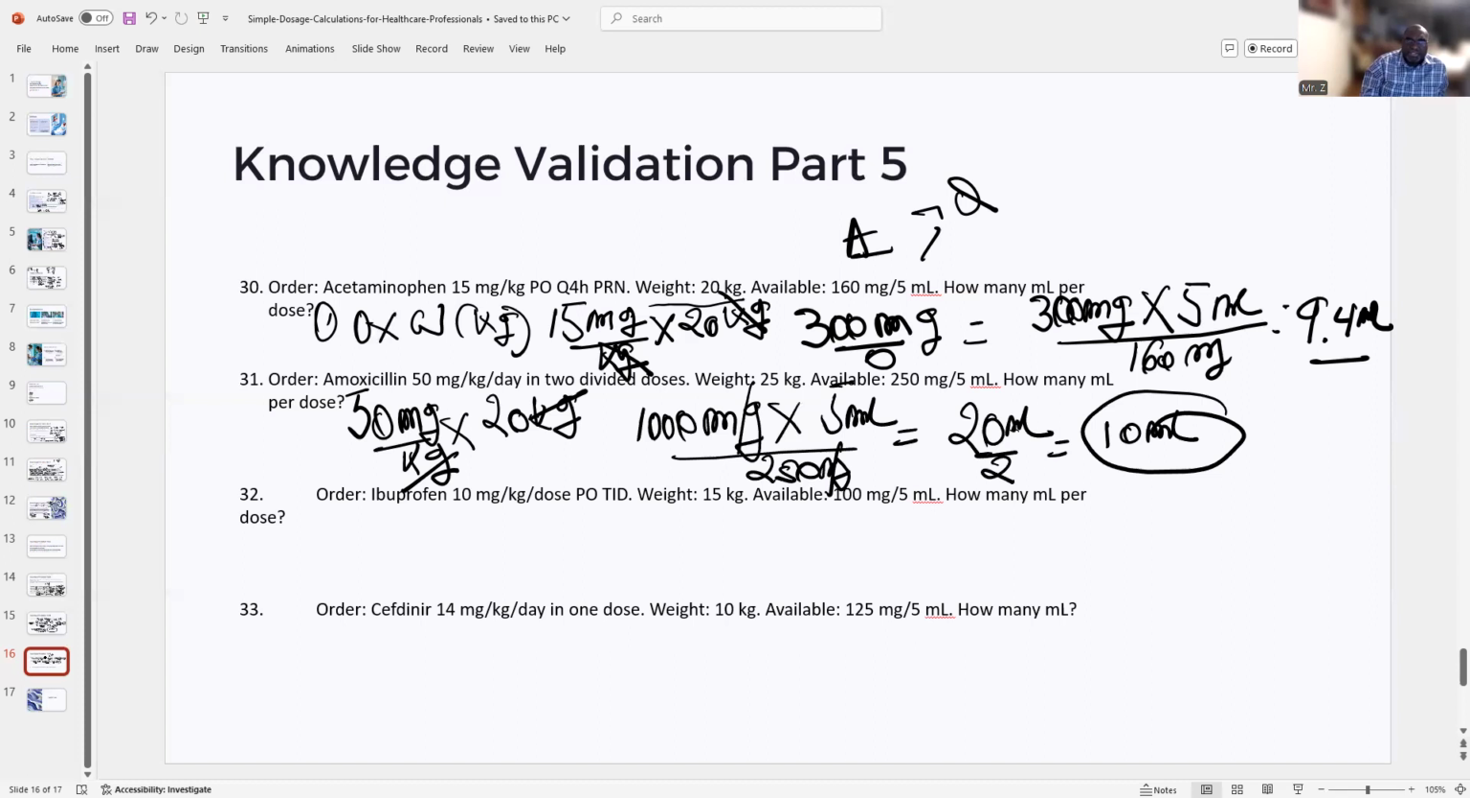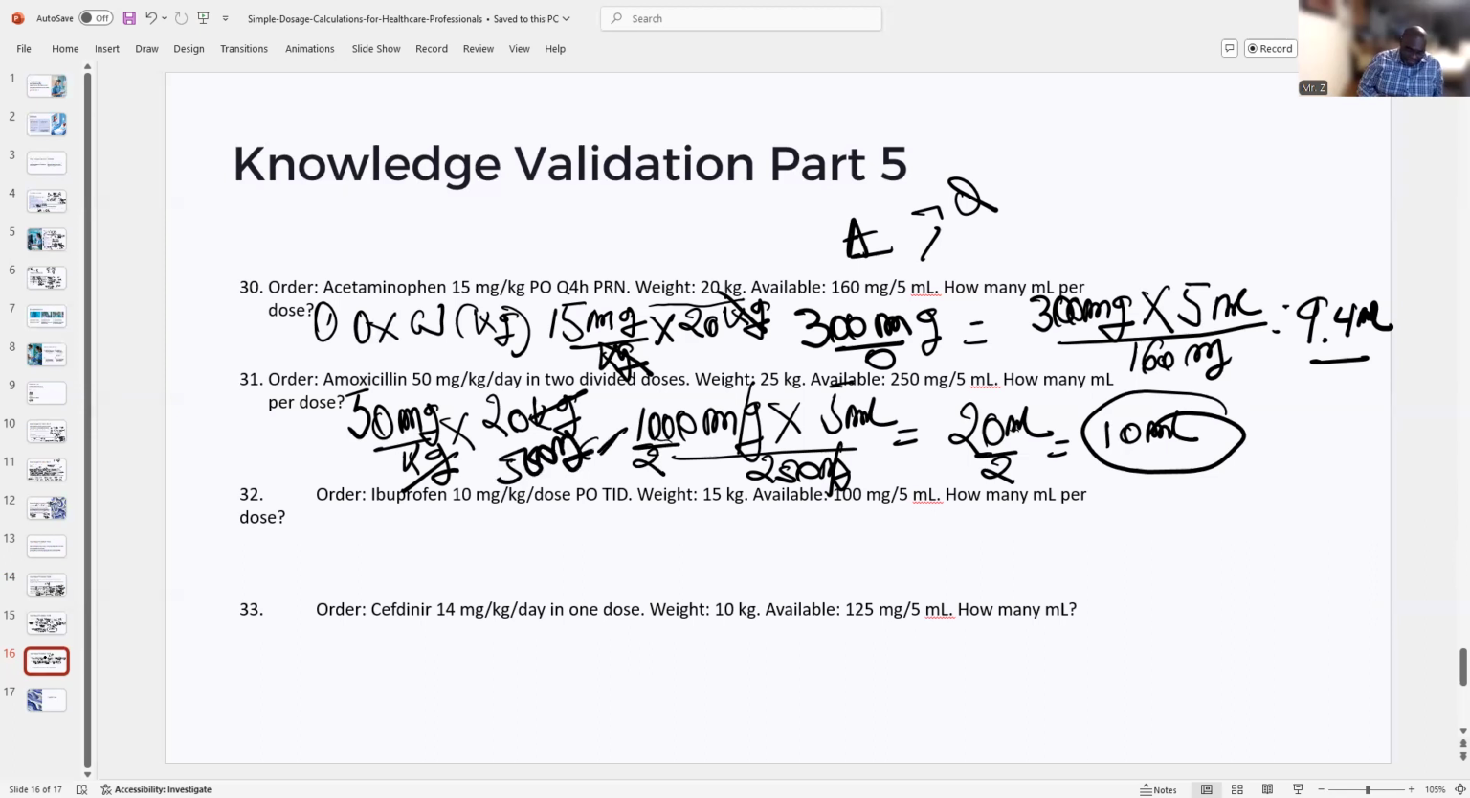Mr. Z, this does not make sense. Let's go back. They say 50 milligram per day in 2 divided doses. We are solving for a single dose. So whenever we give 50 milligram times 20, we get 1,000 milligram per day. But they also say in 2 divided doses, so I can divide this by 2. So your order is going to be 500 milligram.